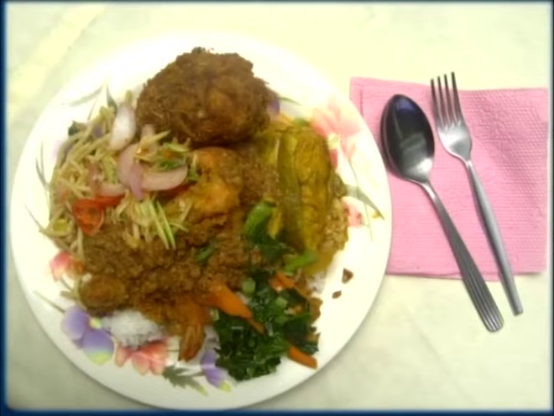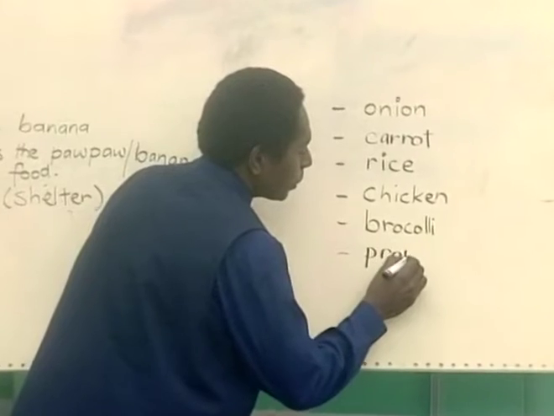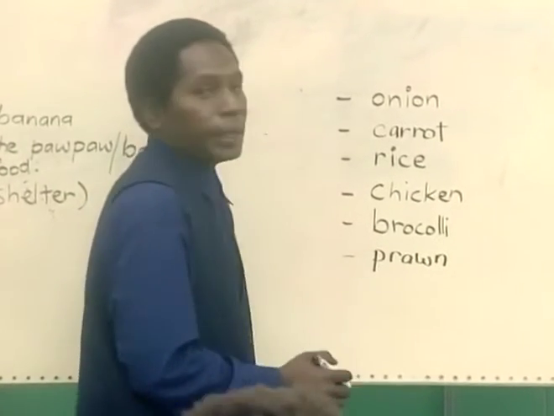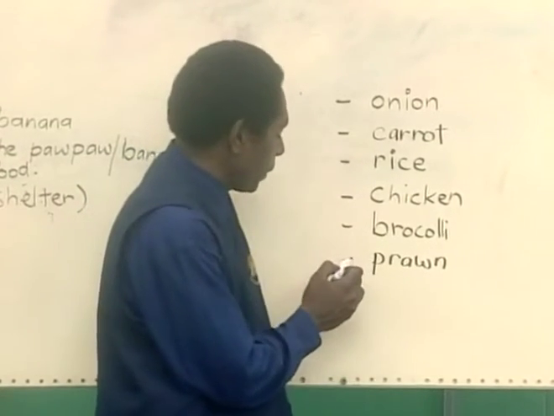And what else? The one with the orange tail there. Receiving students? Aha, very smart. Okay, let's see what the receiving class will say. Laka. Prawn. Right, we can see prawn there.